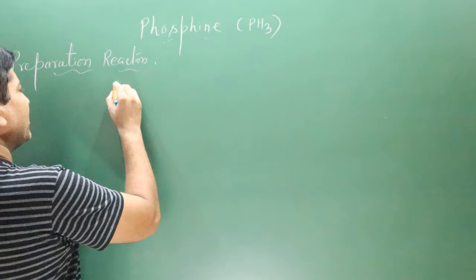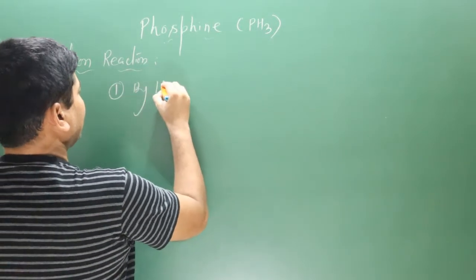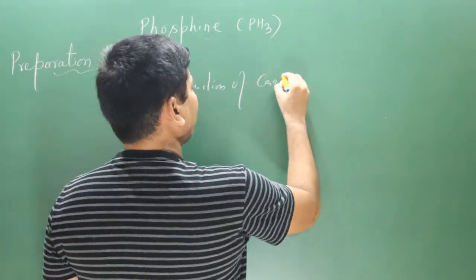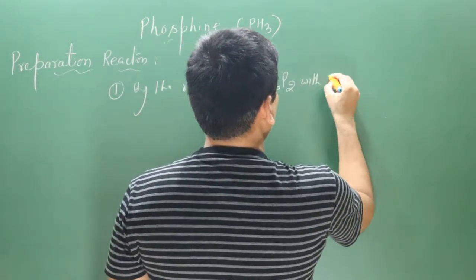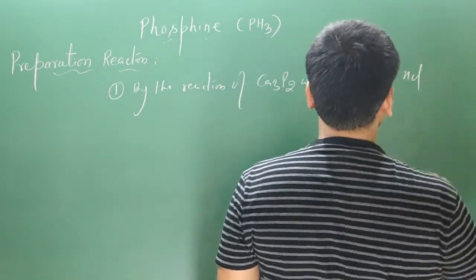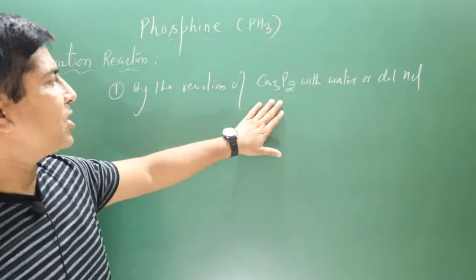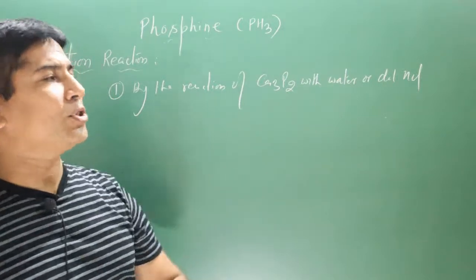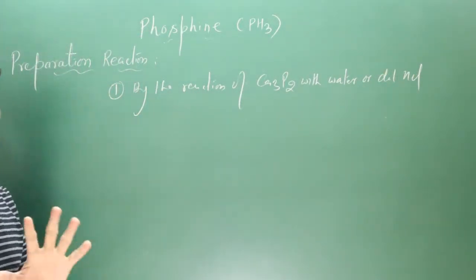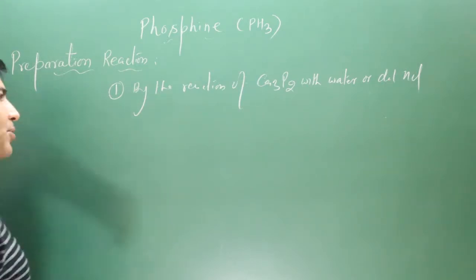The first preparation reaction is by the reaction of calcium phosphide with water or dilute HCl. When calcium phosphide is added to water, it dissociates. It can dissociate in dilute HCl also. It is a double displacement chemical reaction.